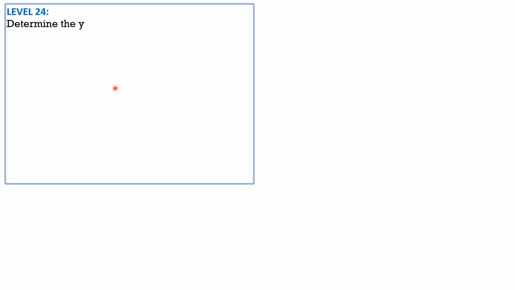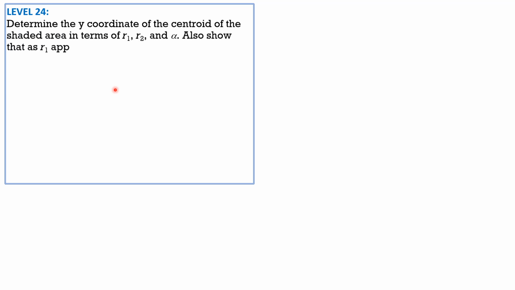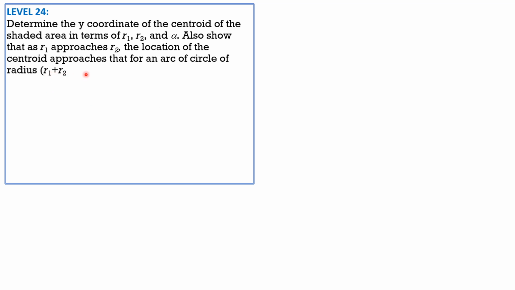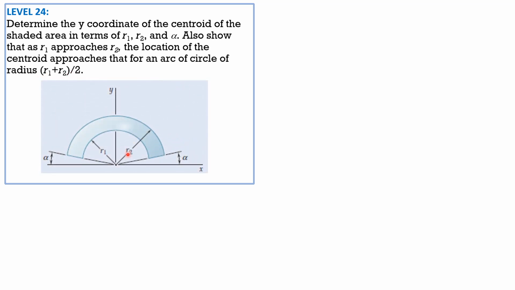Problem 24: determine the y-coordinate of the centroid of the shaded area in terms of R1, R sub 2, and alpha. Also show that as R1 approaches R sub 2, the location of the centroid approaches that for an arc of a circle of radius R1 plus R2 divided by 2.